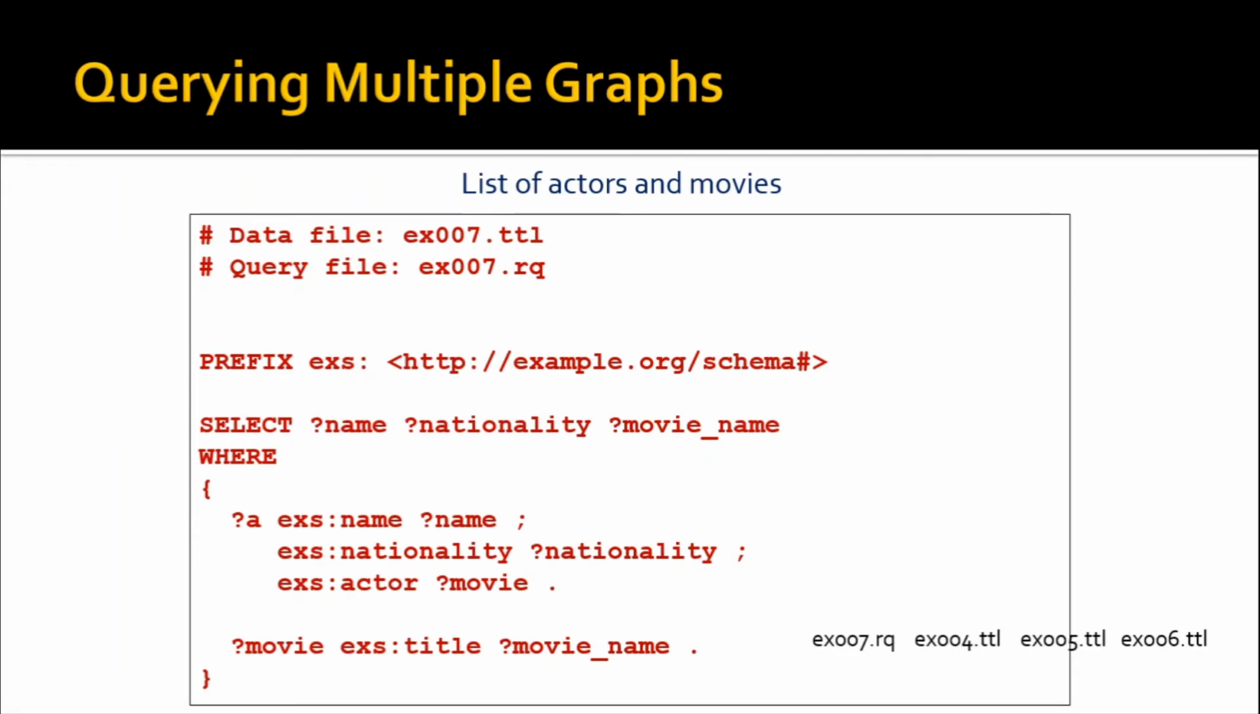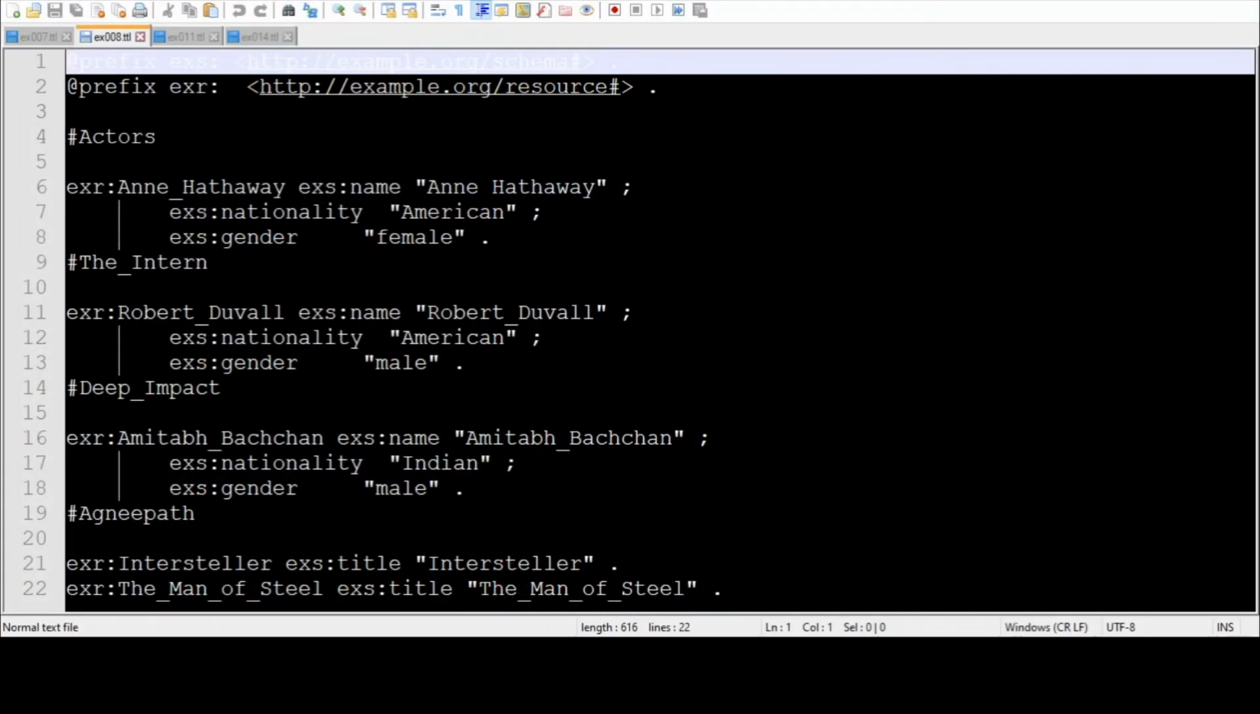So we can see, okay, let me open the files. Example 4, 5, and 6.